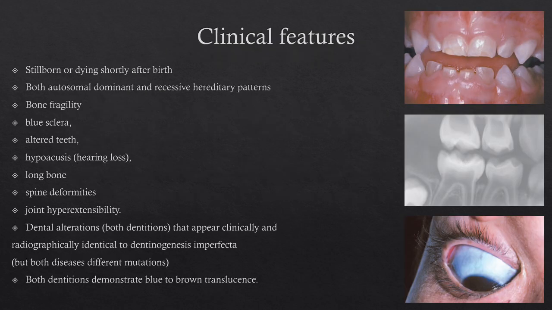The clinical features are that the children are stillborn or they die shortly after birth because of the bone deformity that is seen, which is not treatable. They are both autosomal dominant and recessive, meaning they can be heritable from either of the parents, that is from the mother as well as the father. And there is increased bone fragility, so they are prone to fracture. Sclera is blue, like I said, because collagen forms the sclera too. The sclera will also be affected.